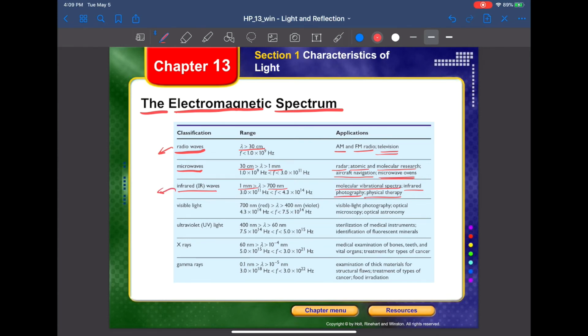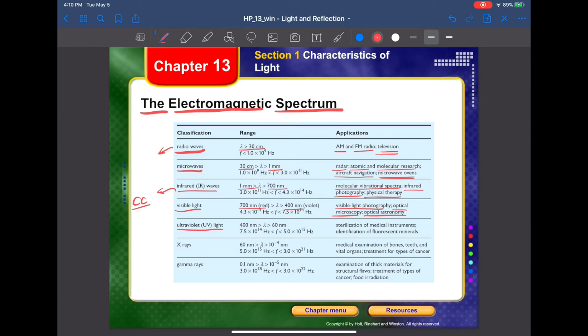An example of that would be your CC cameras, closed circuit cameras. If you see a CC camera at night, you would generally see a red dot. That red dot is basically emitting infrared waves to capture information that cannot be seen by visible light, because visible light cameras can only capture visible light. But if you want to capture video at night, you need something else. That here is the infrared waves. Next, the common one that we know is visible light, which ranges from 700 nanometers to 400 nanometers. It is used in visible light photography, optical microscopy, and optical astronomy.